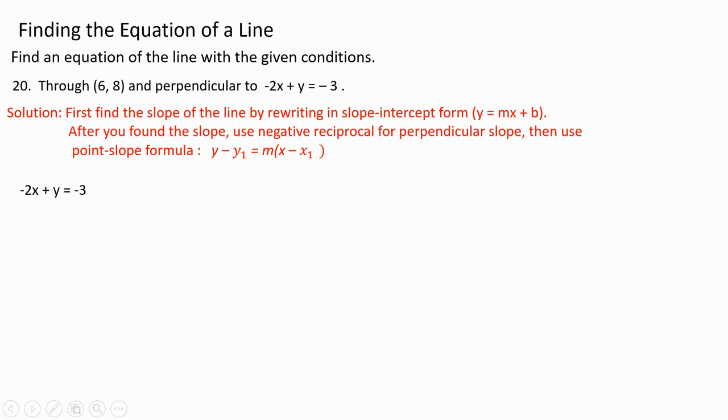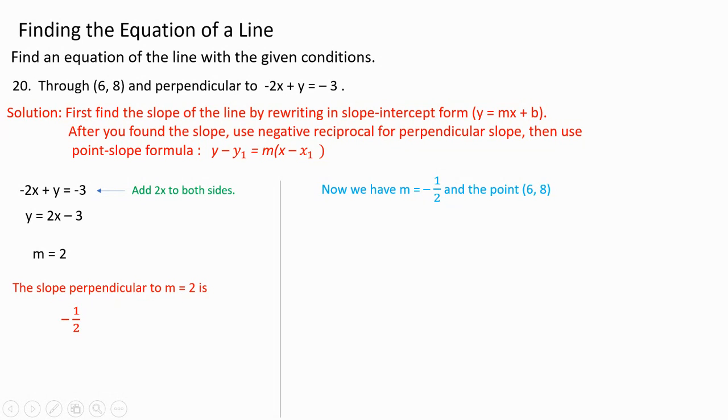So let's start. We're going to add 2x to both sides. So we get y equals 2x minus 3. My slope is 2. Okay, now what's the opposite reciprocal? The opposite reciprocal, so this becomes negative, and then the reciprocal of 2 is 1/2. So negative 1/2 is the slope perpendicular to the line negative 2x plus y equals negative 3.